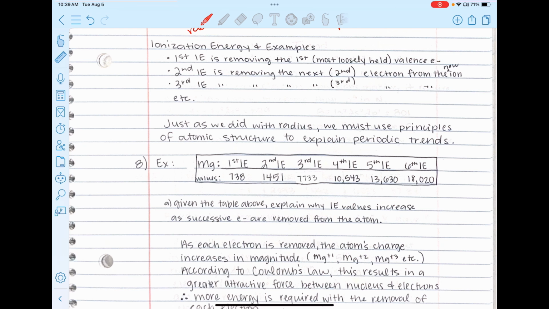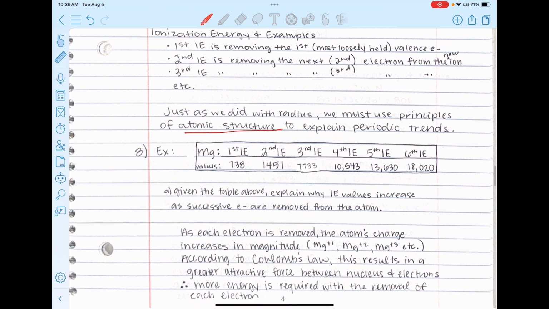So you can have a first ionization energy for the first electron, a second, if we were to remove a second one from the same atom, a third, a fourth, all the way up to 20th, however many are there, it can continue as far as it needs to go. Now, just as we did with radius, okay, we're going to have to use those same principles of atomic structure to explain, right, the ionization energy trend.